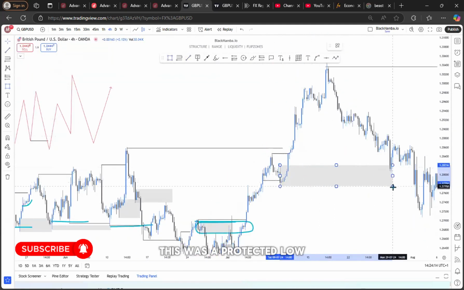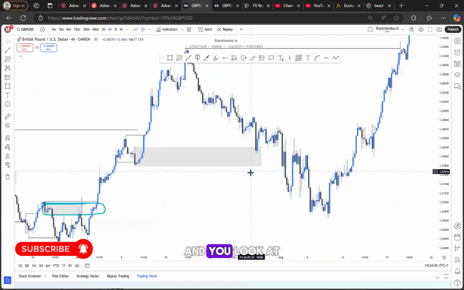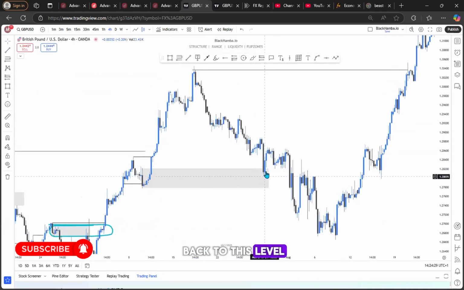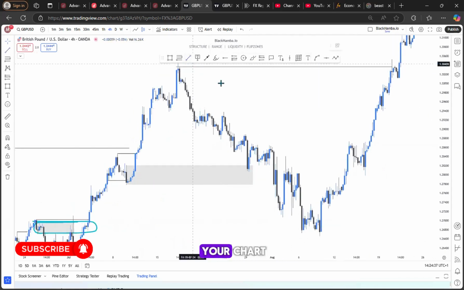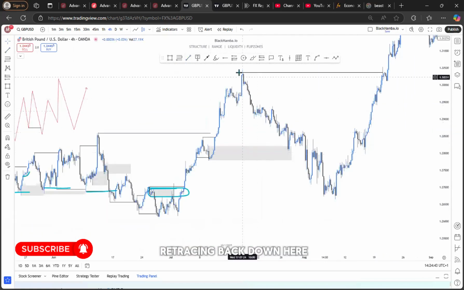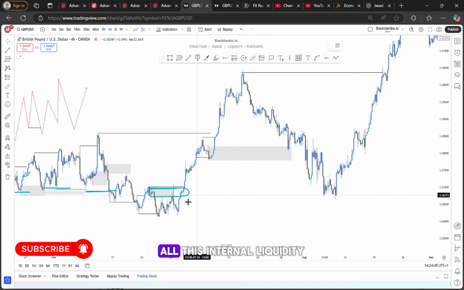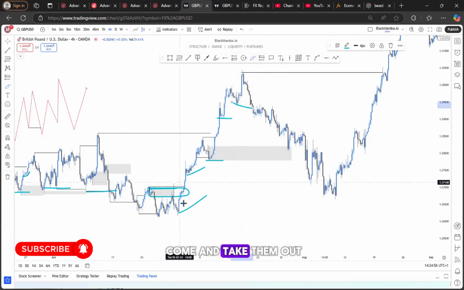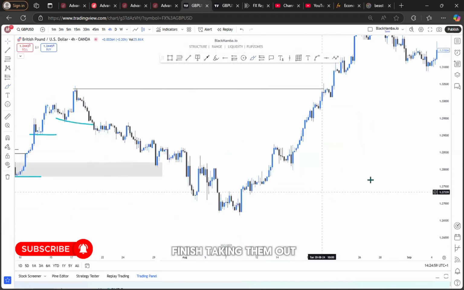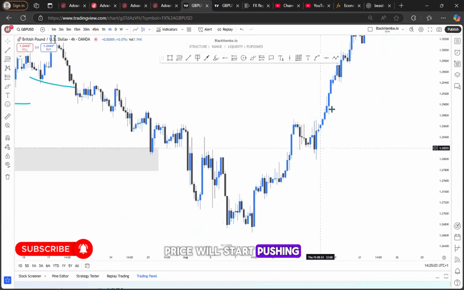This was a protected low, and if you look at it, when price came back to this level, price reacted a little bit before it failed. So you keep marking areas like that on your chart, areas that swept liquidity and broke structure. And remember that price retracing back down here is for price to come and take out all this internal liquidity. Then after price finishes taking them out, price will start pushing to the upside.